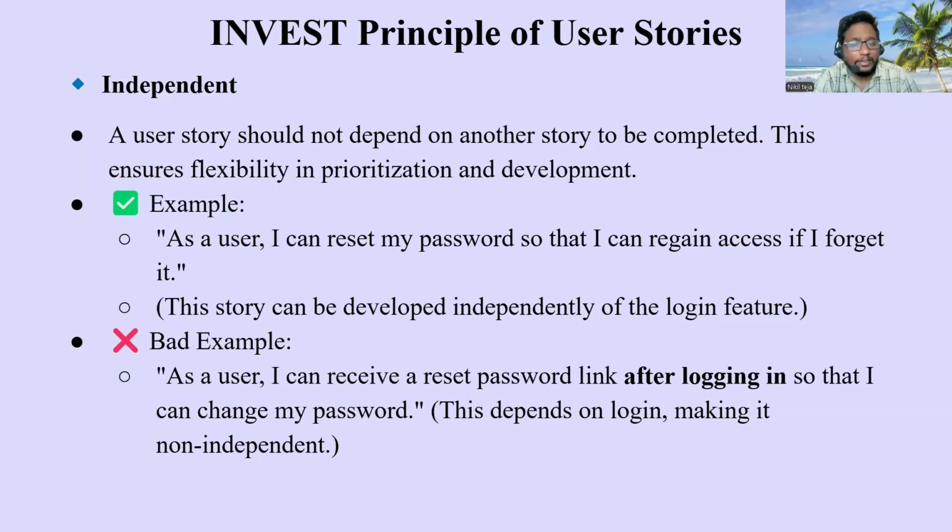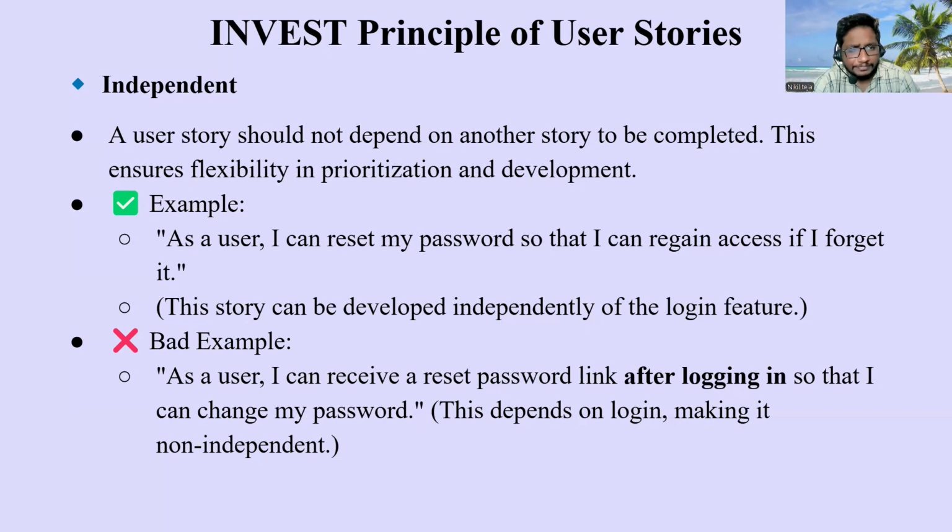So yeah, here I stands for independent. A user story should not depend on another story to be completed. It should be independent of another user story, right? This ensures flexibility in prioritization and development. If one user story is dependent on another, first we need to build that user story and then we need to build this one, right? If it is independent, we can directly prioritize this user story and build the feature.